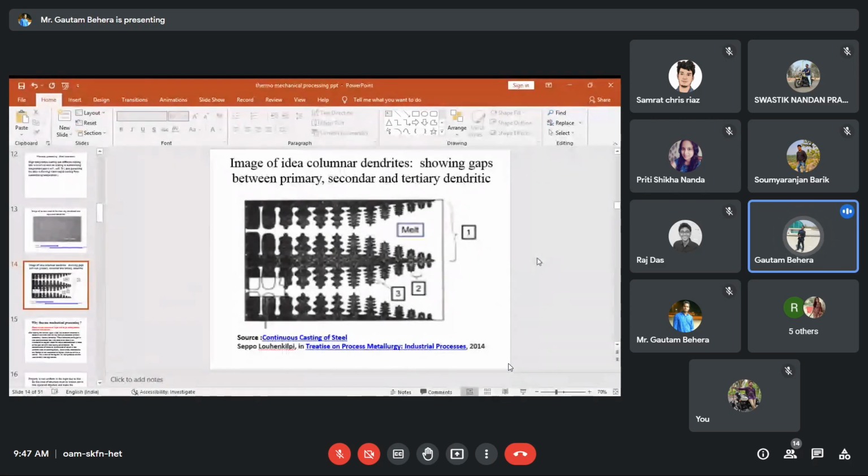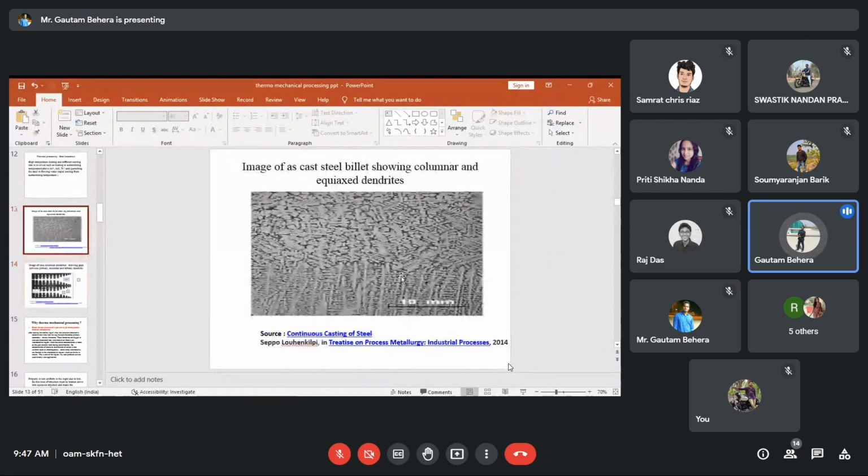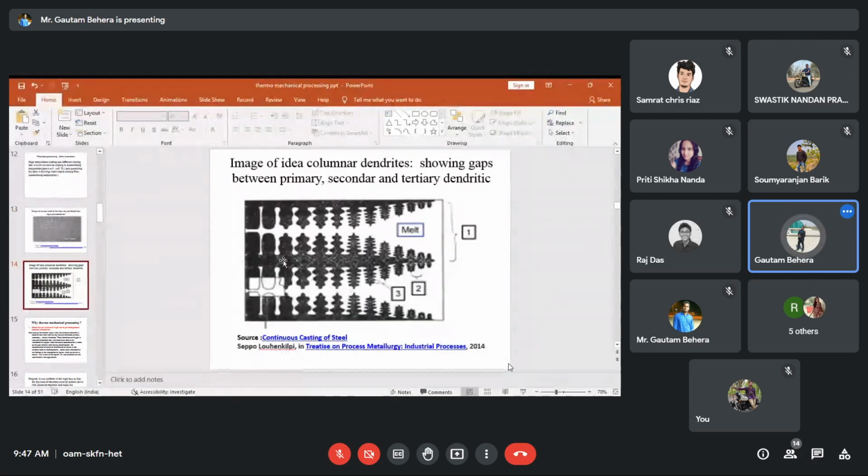I will show you an image again. Can you tell me what these are? Dendrites. Yes, very good. Actually, this is a real structure, the microstructure of a real ingot, but the other was just a modeling part. You can see these dendrites are directional. The first point is, what is the problem with dendrites? Dendrites are directional in nature. You can see the direction here from left to right. And if you remember, dendrites are a tree-like structure.